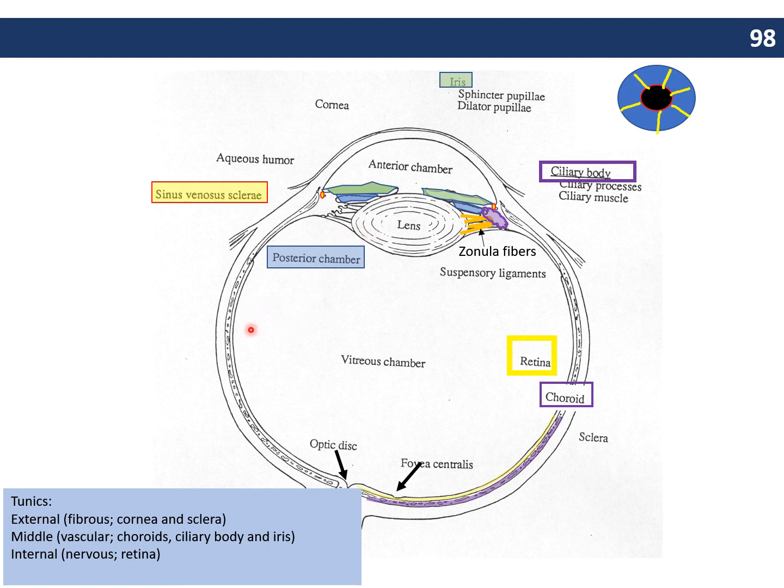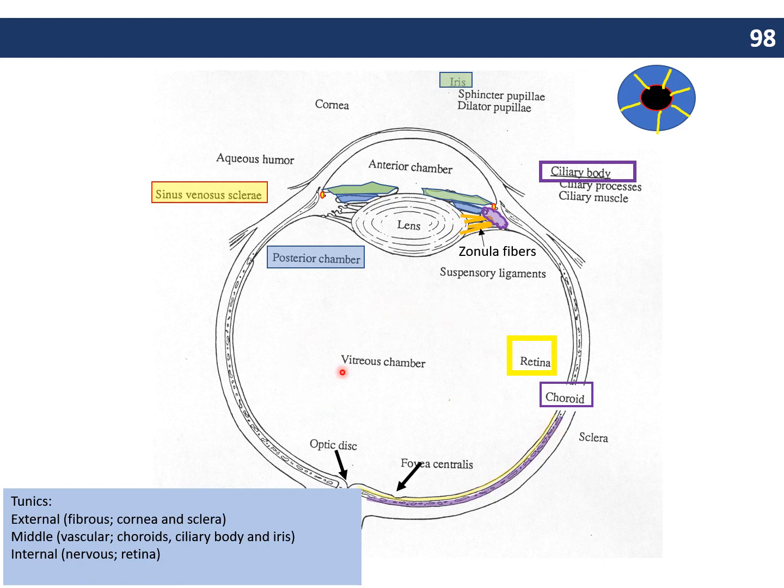The internal tunic, or the innermost coat, is the nervous layer. It contains the retina, and I've drawn it in yellow here. It is on the posterior part of the eye, and it is responsible for detecting these changes in light and color via the rods and cones that are located within it.